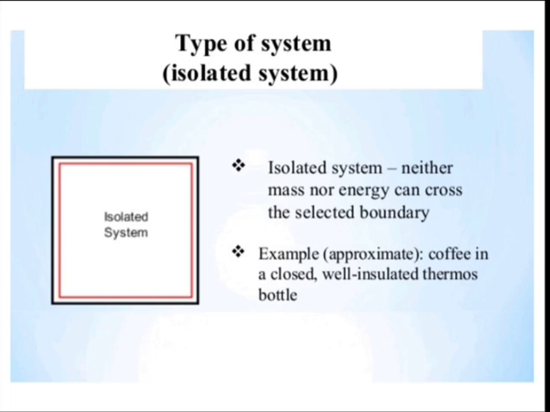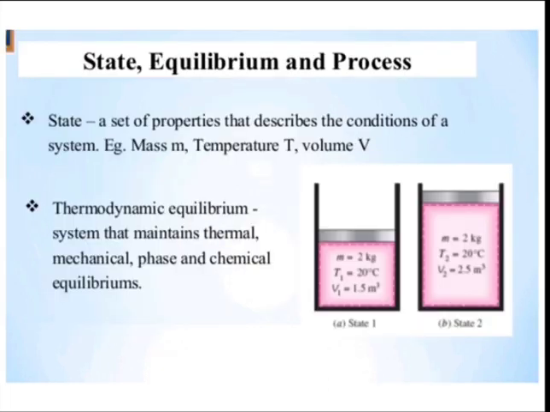Then our new point is state, equilibrium and the processes. So what is meant by state? State is a set of properties that describes the conditions of a system. For example, mass, which is represented by small m, temperature T and volume V. Simply, state means a set of properties that describes the conditions of the system. That means when there are two temperatures, T1 and T2, volumes V1 and V2, and masses M1 and M2, this is a set.